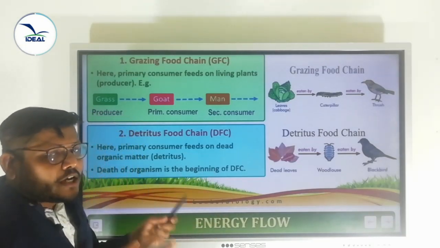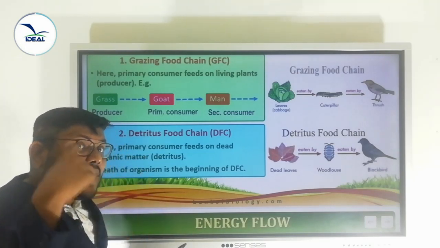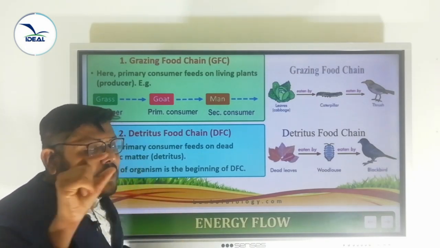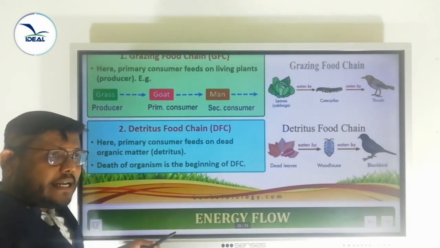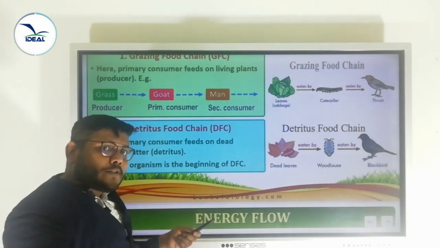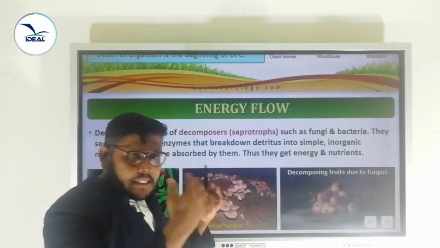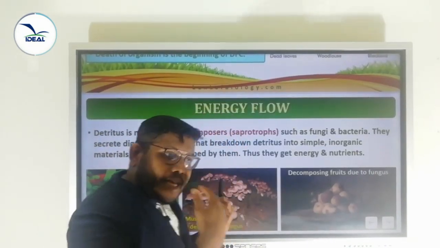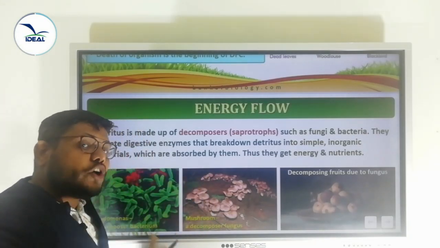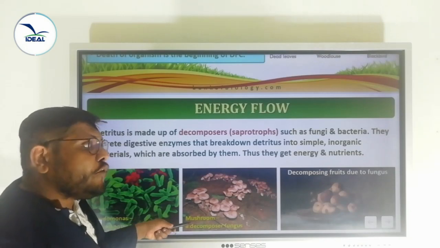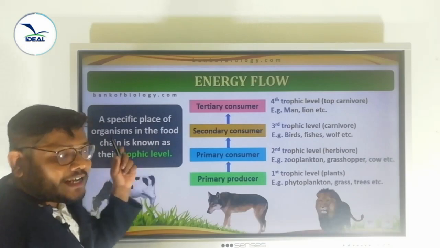If you observe this particular food chain, we can see that different organisms occupy different levels, different feeding levels. That is called a trophic level. Is it clear? One simple example: grass, goat, man. Or another example: grass, grasshopper, frog and snake. Consider this food chain. We can see that each organism occupies a different feeding level, that is called a trophic level. So a specific place of an organism in the food chain is known as its trophic level.